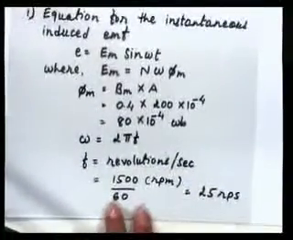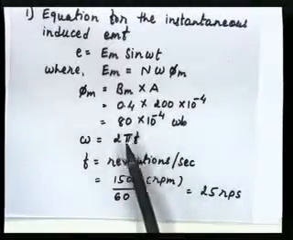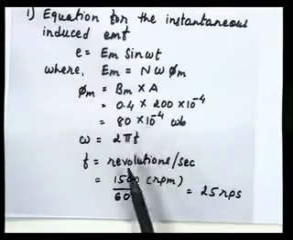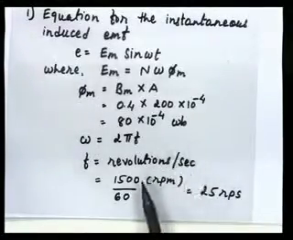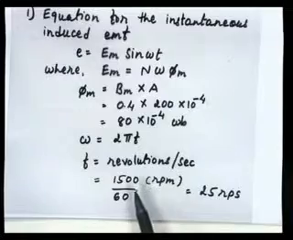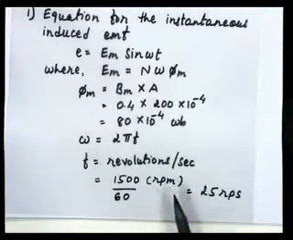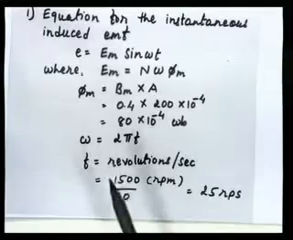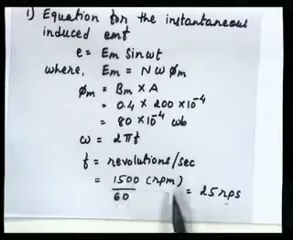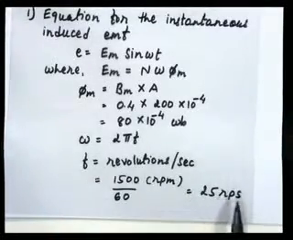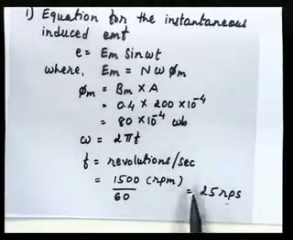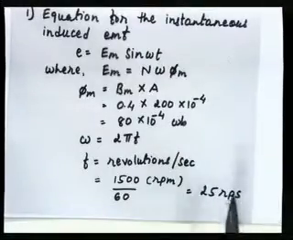Now we have to find the value of omega. Omega is equal to 2 pi into f, where f is our frequency. The unit of frequency is revolutions per second. Your speed is given as 1500 revolutions per minute, so divide it by 60, and it will give you the revolutions per second. So your frequency for this particular case is 25 rps. Always remember, your frequency must be in the form of revolutions per second. If speed is given in revolutions per minute, divide it by 60, and it will give you the answer in revolutions per second.